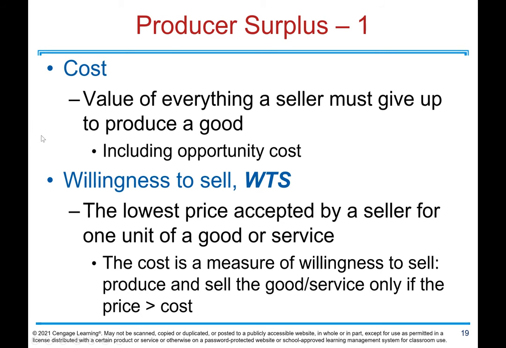Producer surplus, cost. Cost is the value of everything a seller must give up to produce a good, and that includes opportunity cost. A willingness to sell, or WTS, is the lowest price accepted by a seller for one unit of a good or service. The cost is a measure of willingness to sell. Sellers produce and sell the good or service only if the price is greater than cost.